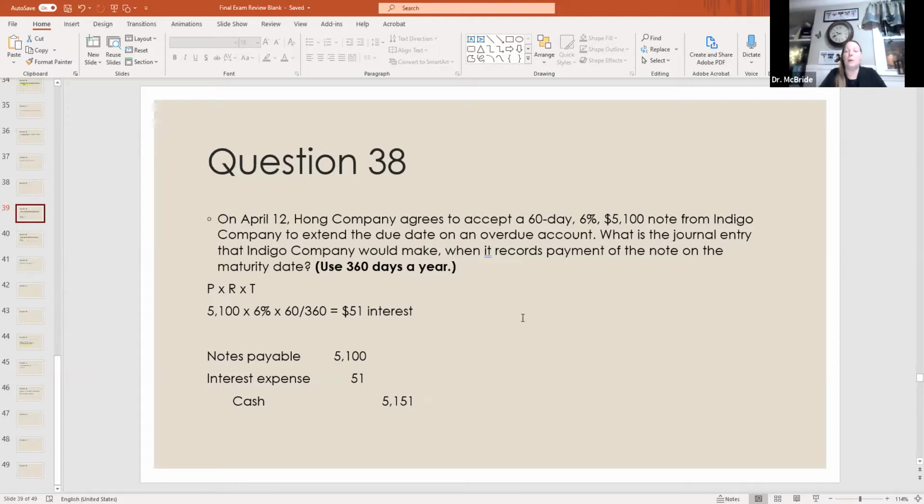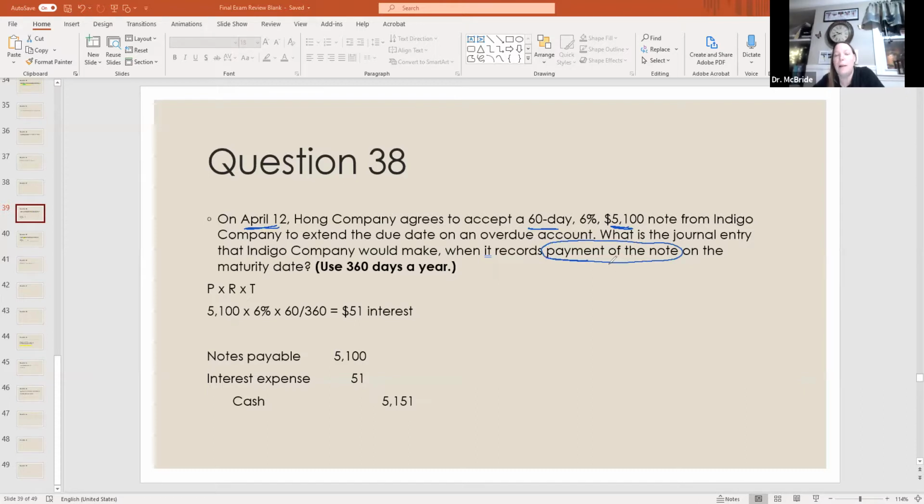Okay. This is another one with interest. So here we have a 60-day note and it was taken out on April 12th. $5,100 note to extend the due date on an overdue account. What is the journal entry that Indigo Company would make when it records the payment of the note?